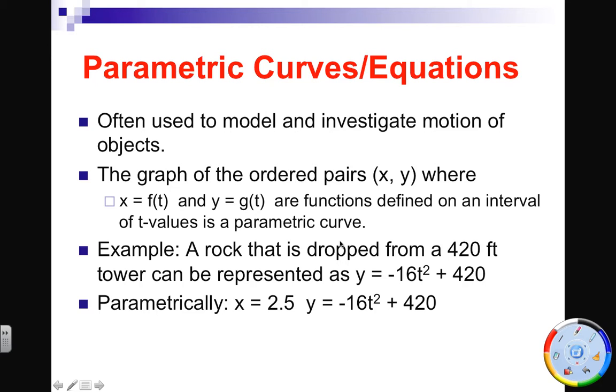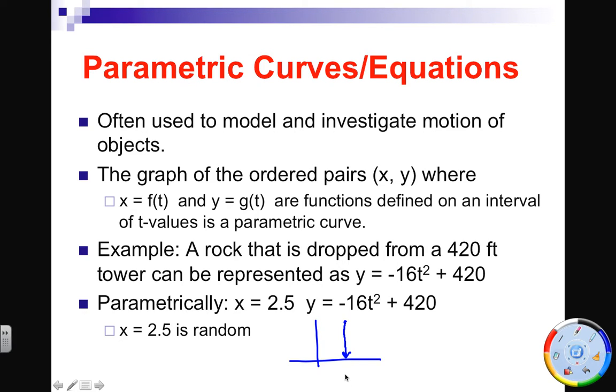Parametrically, we can graph it using x equals 2.5, and 2.5, as I mentioned here, is just a random number. If I used x equals 0, then it would be on the y-axis, and that wouldn't be very interesting. You couldn't see it. So what I want you guys to do, if you have a calculator handy, is graph this. You're going to need to change some modes and all that sort of stuff. But essentially, we're going to get this: the ball starting at 420, and it's going to decrease down to 0.